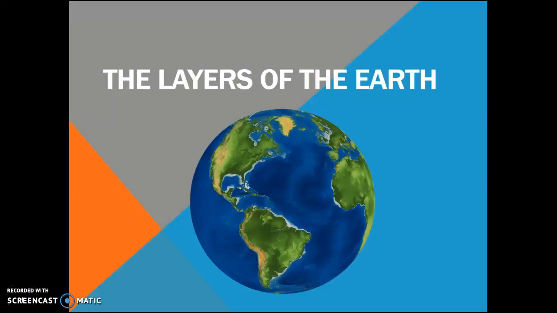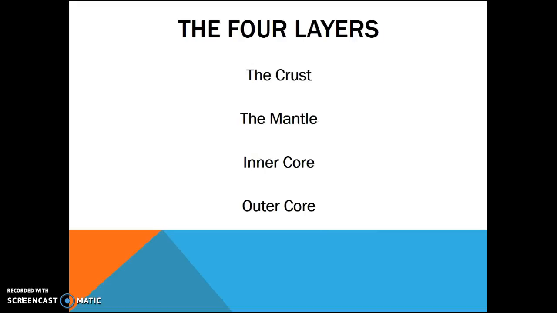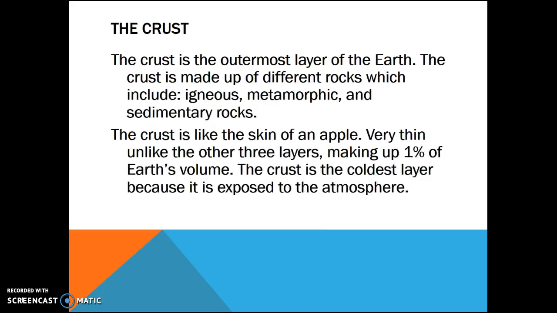Today we're going to start talking about the layers of Earth. So we're first going to identify what those layers are and what they're composed of, and then we're going to talk about the importance of these layers. The four layers of Earth are the crust, the mantle, the inner core, and the outer core. We're going to talk about each one of those individually and give you a couple of characteristics about all four. Let's start with the crust.